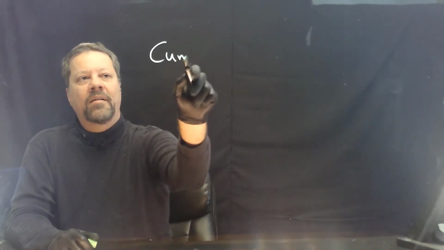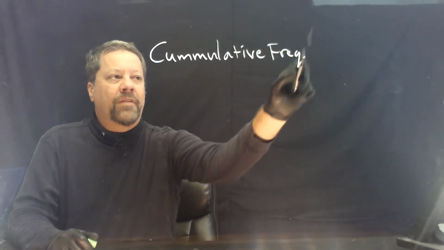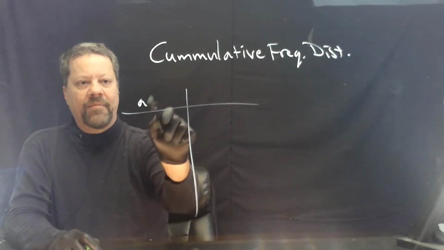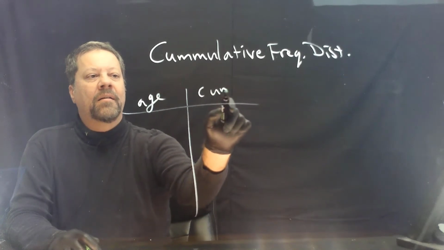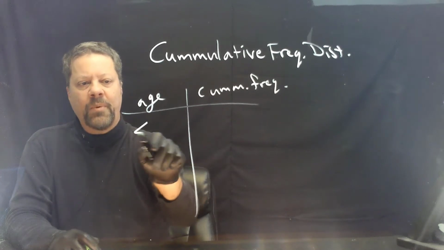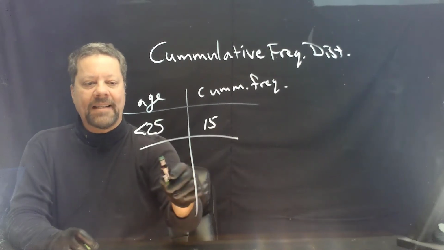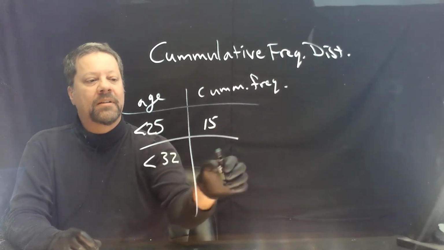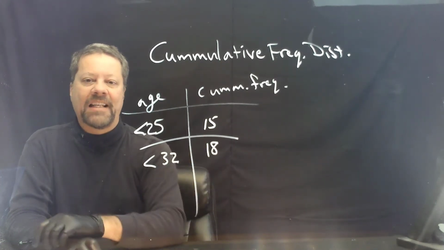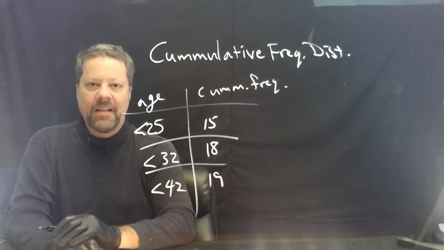For a cumulative frequency distribution, we want to know, say, age and the cumulative frequencies. We want to know everyone less than 25 to begin with. That was 15. On the next category, it's everyone less than 32. We had 3 more for a total of 18 less than 32, the 3 and the 15. And for everyone less than 42, that would be 19.